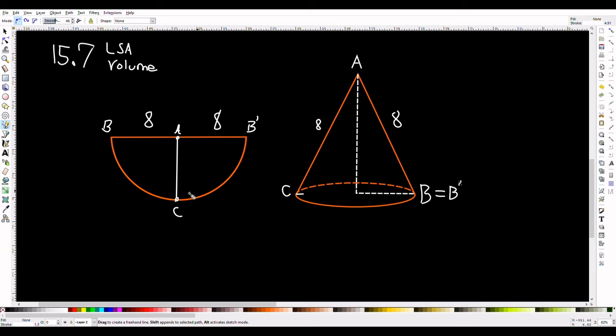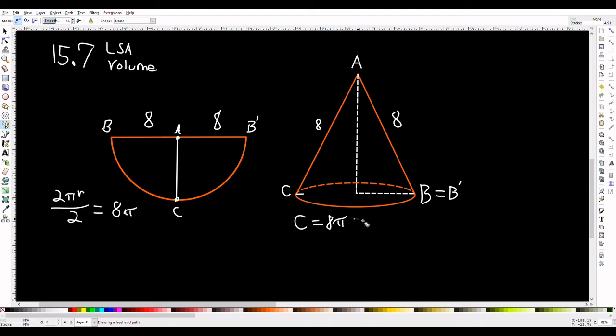So the semicircumference of this semicircle, the semicircumference of this circle A is 2 pi r over 2, which gives me 8 pi. So that's the circumference of this circle here. It's also 8 pi. Circumference equals 8 pi.